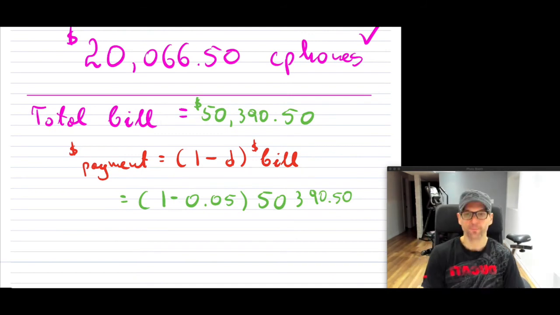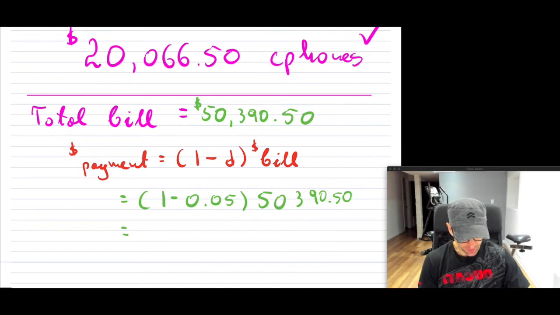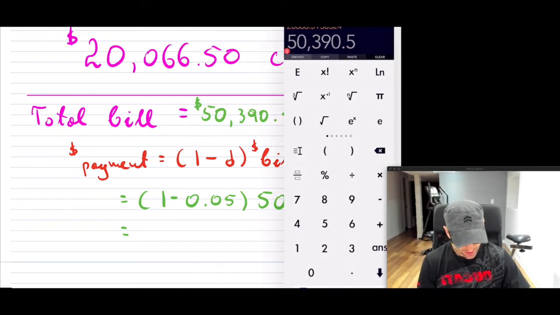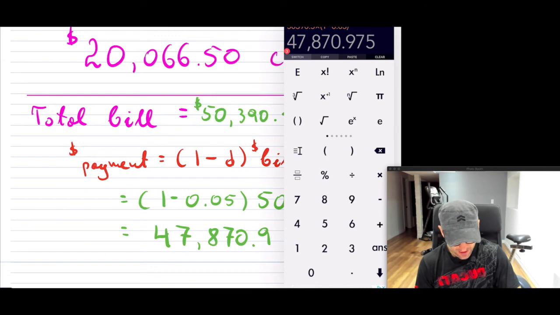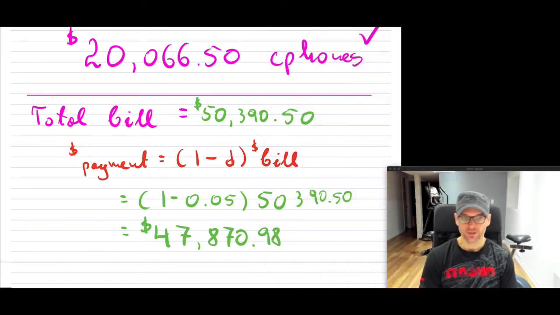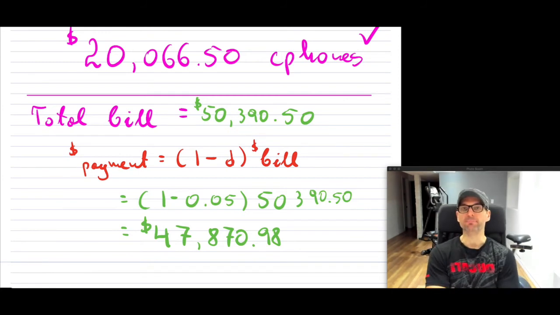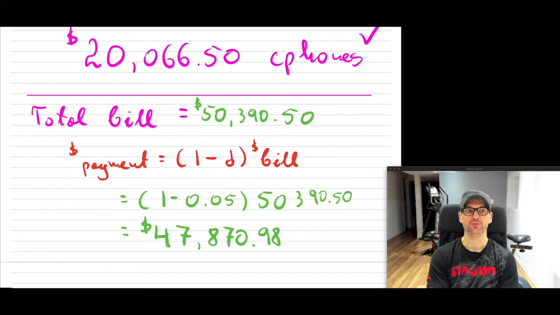Shift this over. And what does that come out to? We can put that in. So that is times 1 minus 0.05. So our amount due would have been this much, 47,870.98, rounded to the cent. That is for part B, if we took advantage of the entire discount.